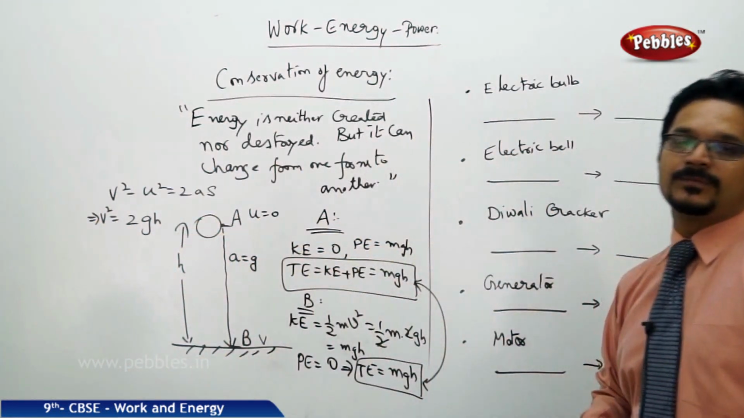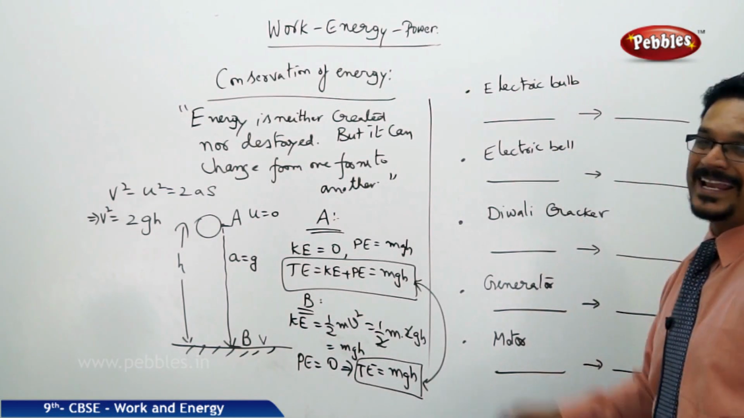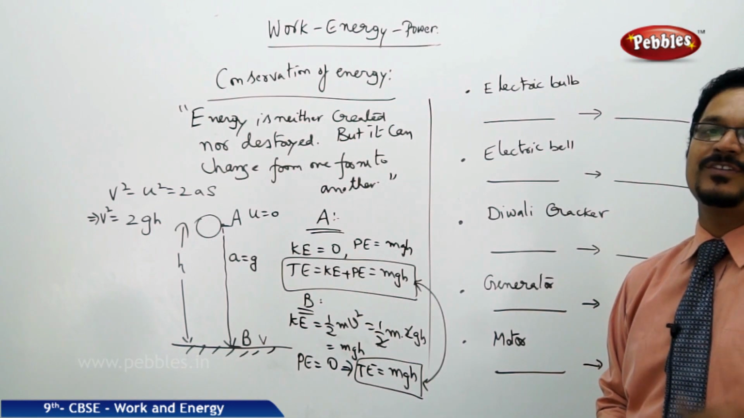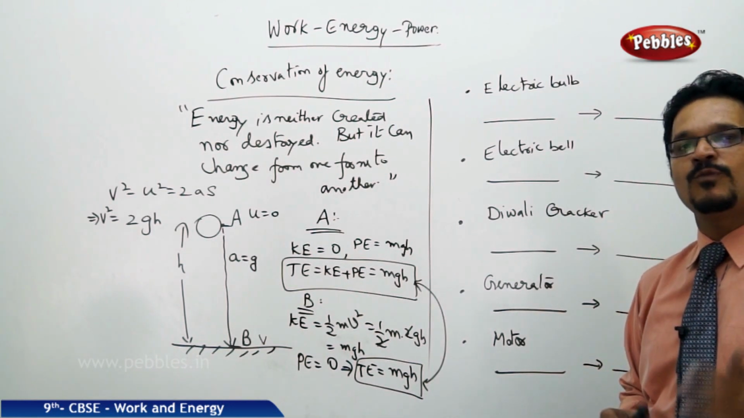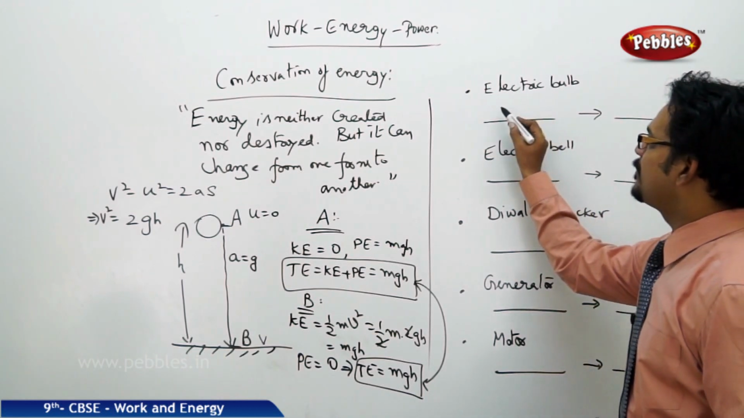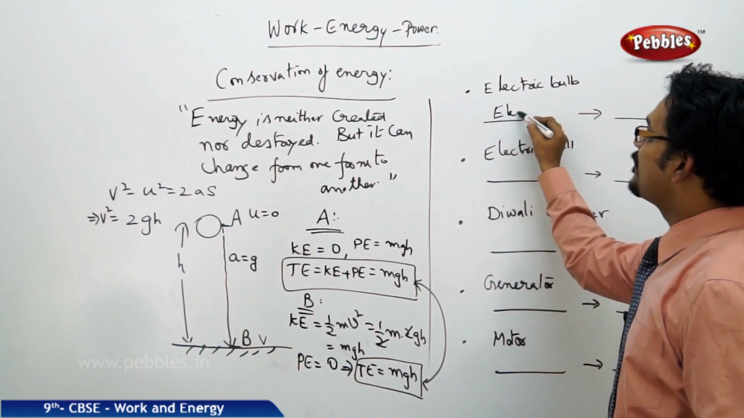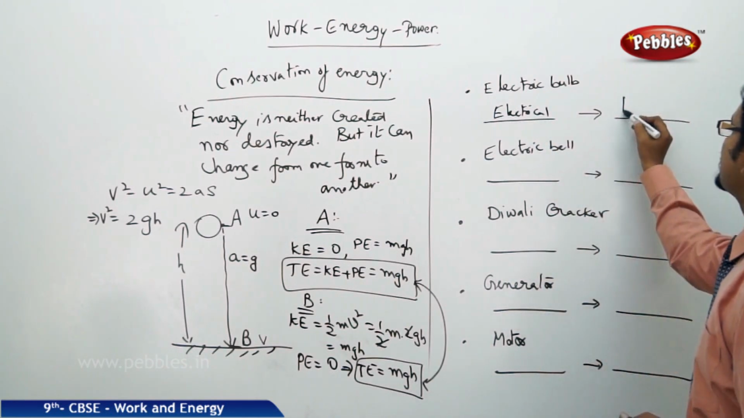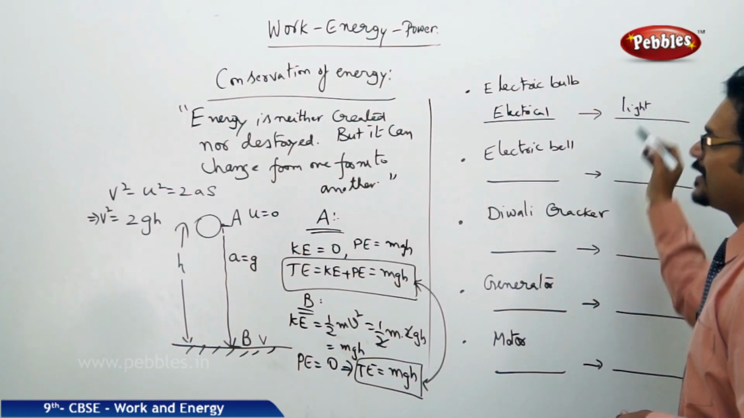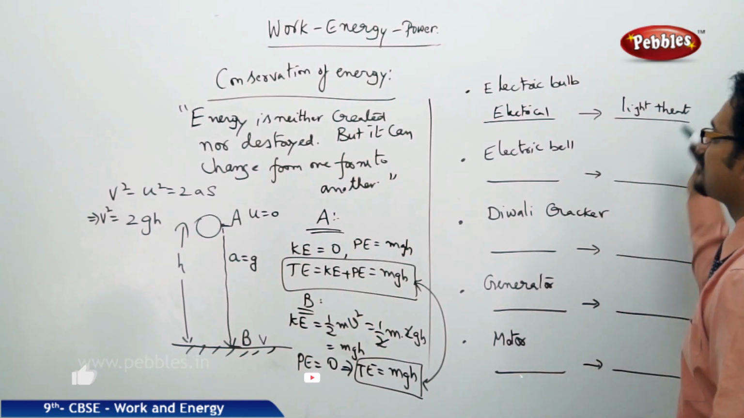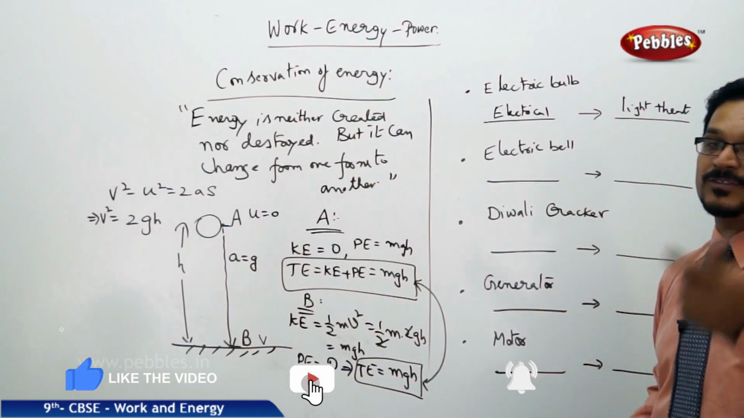Electric bulb. We say that we are using so much energy to light the electric bulb, for the functioning of the electric bulb. But here also one form of energy converts into another form. So the electric bulb converts electrical energy to light. Anything else? Yes, plus heat. Some sort of heat is also released. If you touch the bulb after some time, you feel hot.